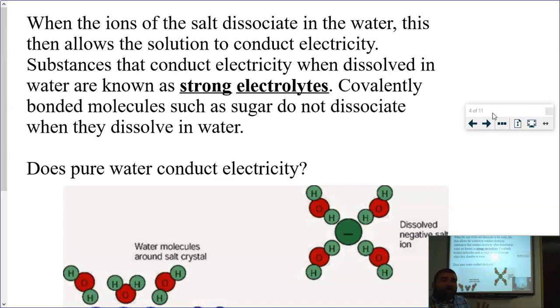Okay, really, really, really important here. And this will come back later in the year full force, but let's talk about it just a little bit right now. Okay? Ionic compounds.